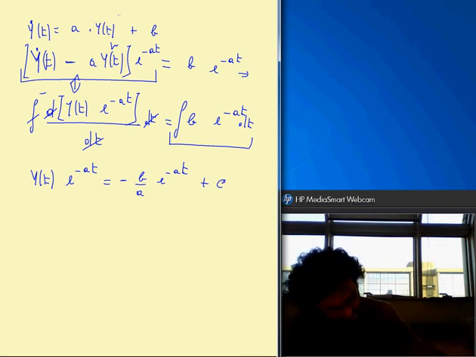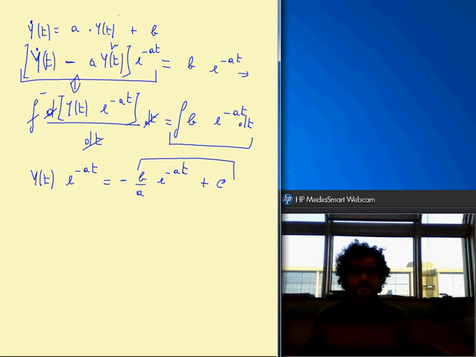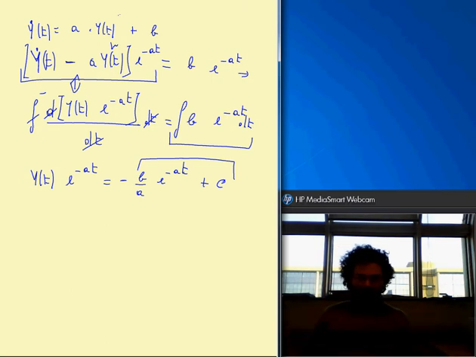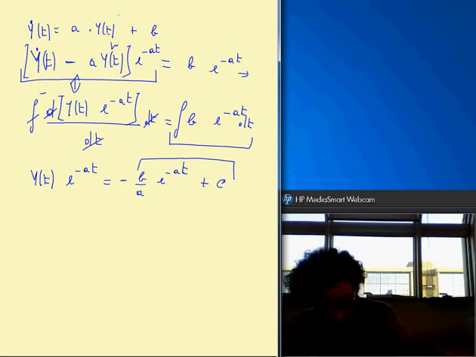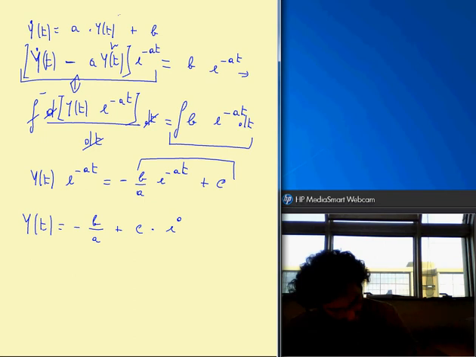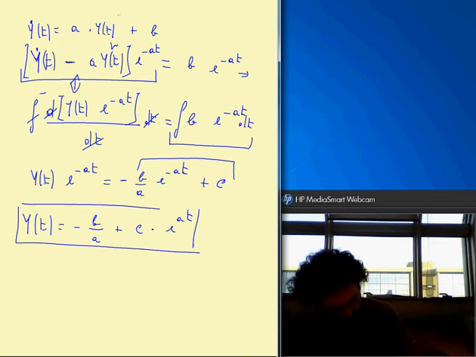because we know that the solution of an integral is a set of functions. So the general solution of this differential equation is y of t equal to minus b over a plus c, which multiplies e to the power of a t. This is the general solution of the differential equation.